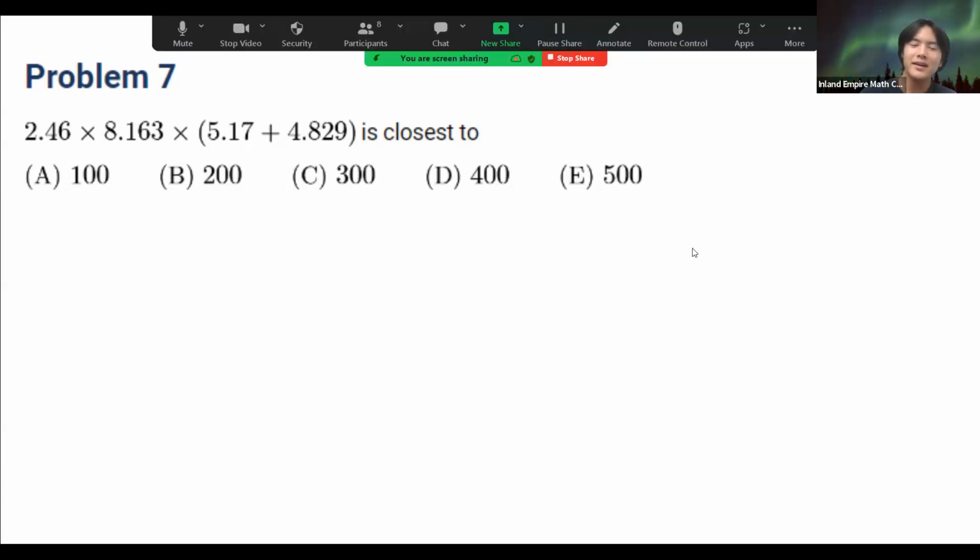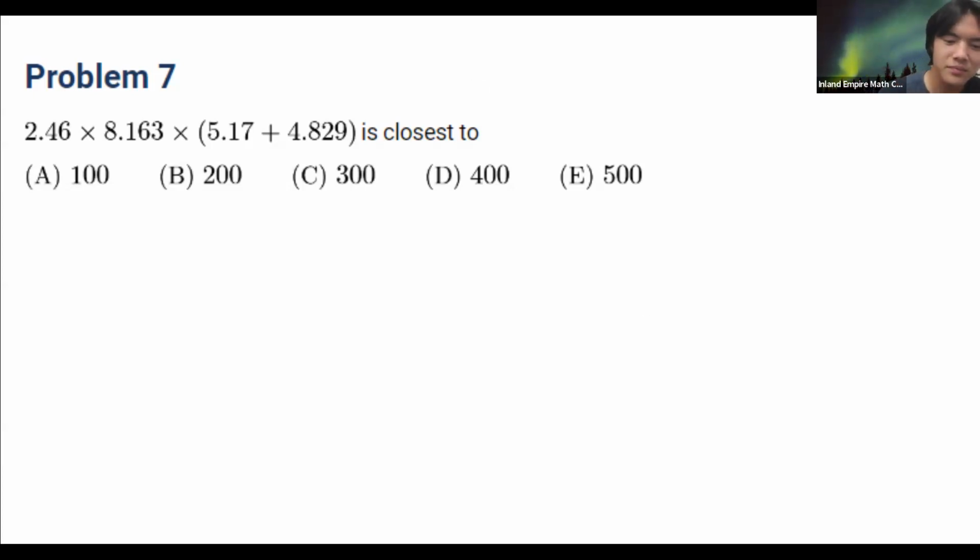Hey, Sheldon, do you want to tell us how you solved this question? Just feel free to unmute. Okay, so I estimated basically, so I turned 2.46 to 2.5, and I multiplied it by 8, and I got 20. And then I added 5 plus 5 equals 10, and then I multiplied 20 by 10, and I got 200, which is B.